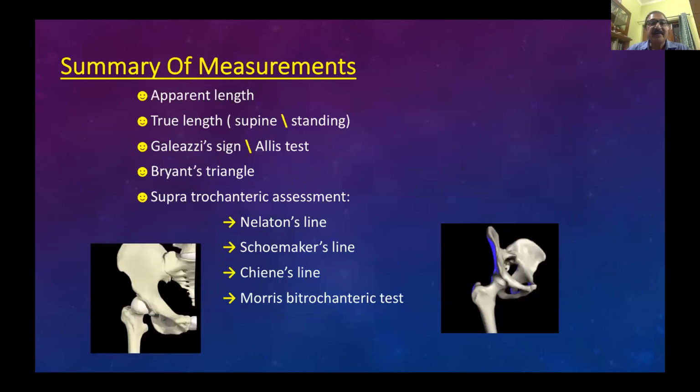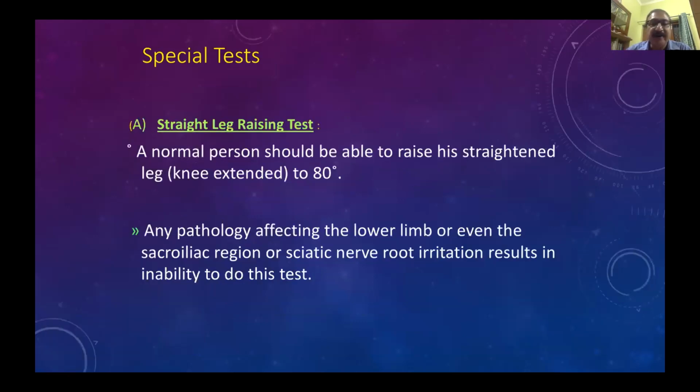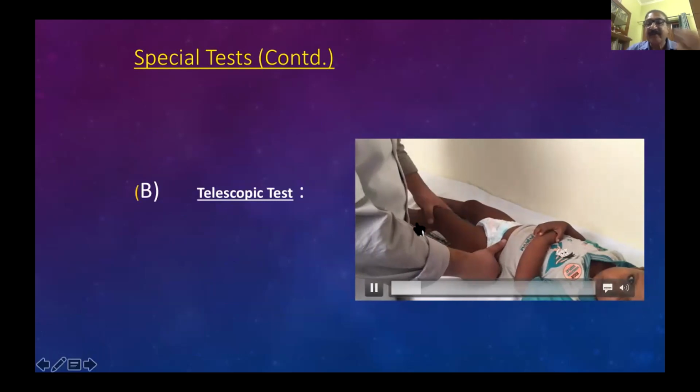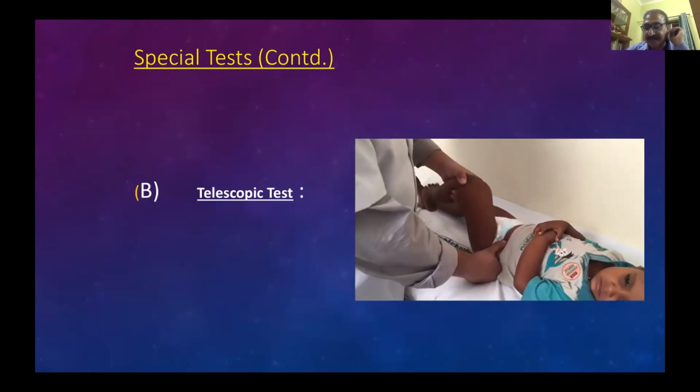These are a summary of the measurements. These are the special tests. I'll not tell you the details. Only 2 tests are important. This is a telescoping test. If the hip is unstable, this is how the telescoping test is done.